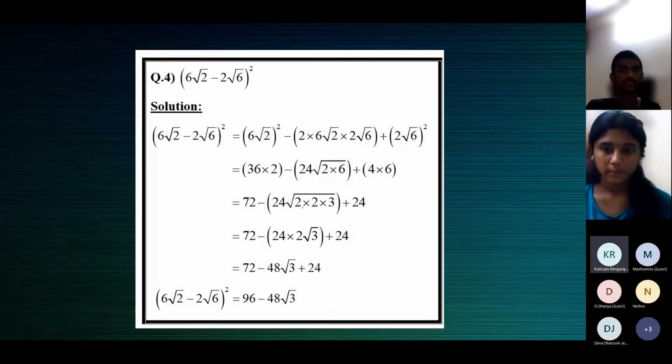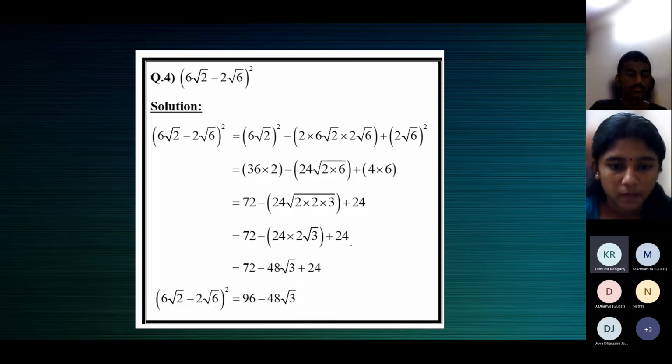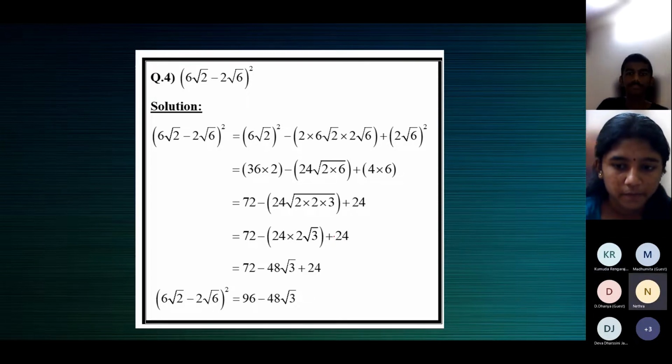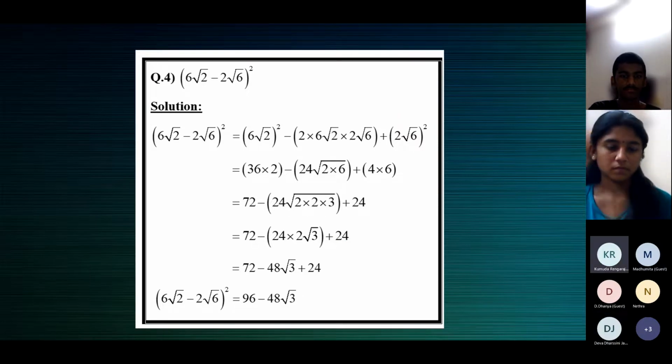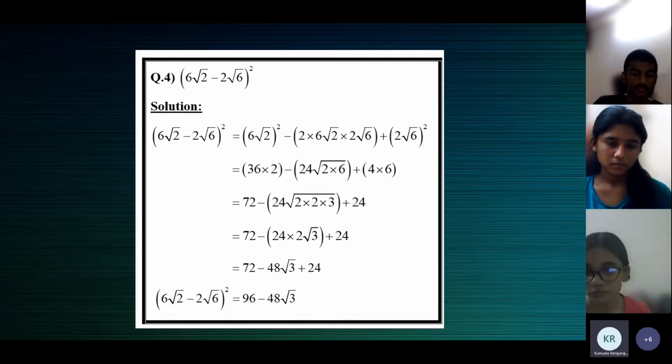Children, now please tell me, are you sure you understood how to simplify this? Yes, ma'am. So when we take up the concept of rationalization, we will be frequently using these identities: a plus b the whole square, a minus b the whole square, and a square minus b square.